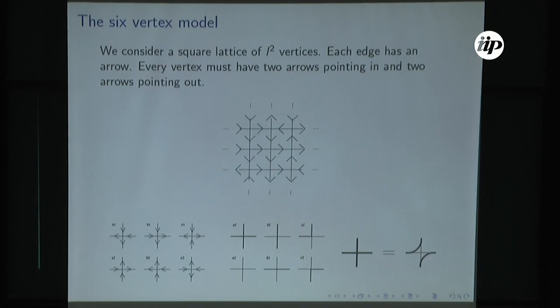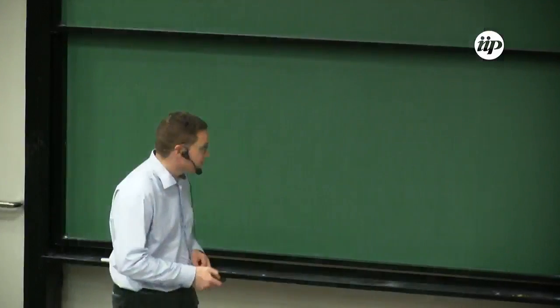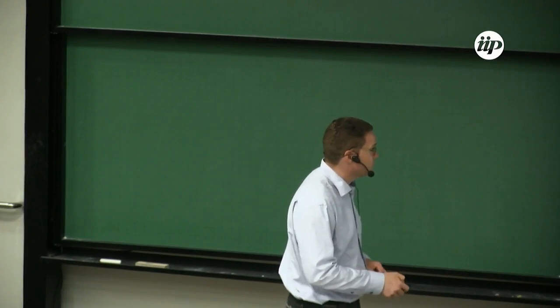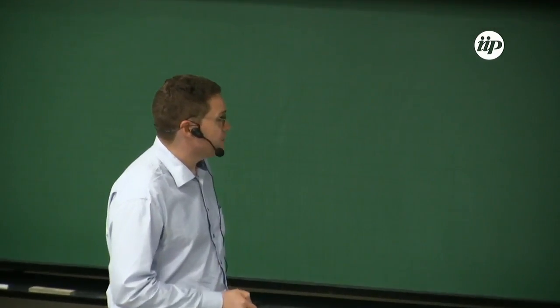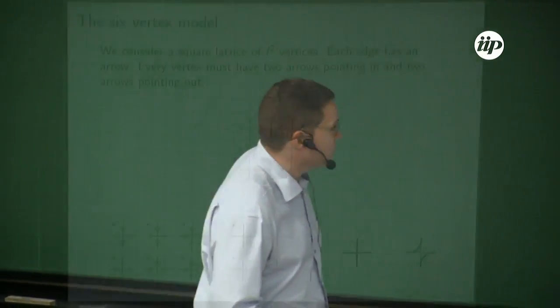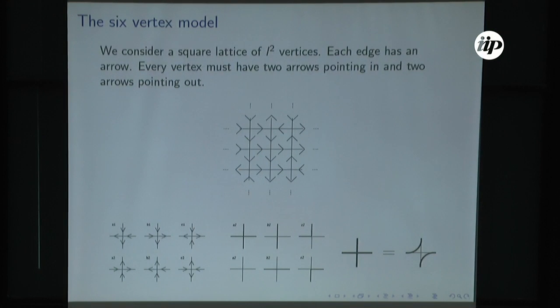So the six-vertex model is a lattice model where there's an arrow on each edge, and each vertex has two outgoing arrows and two incoming arrows. So this is an example of such a configuration. This means that there are six vertices, which are seen here. We group them into three groups. A1 and A2 have the same weight, B1 and B2, and C1 and C2 also have the same weight.